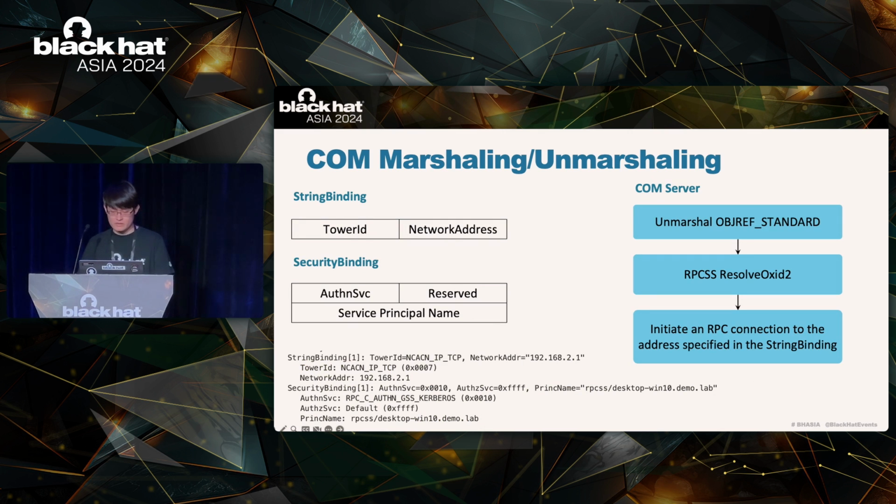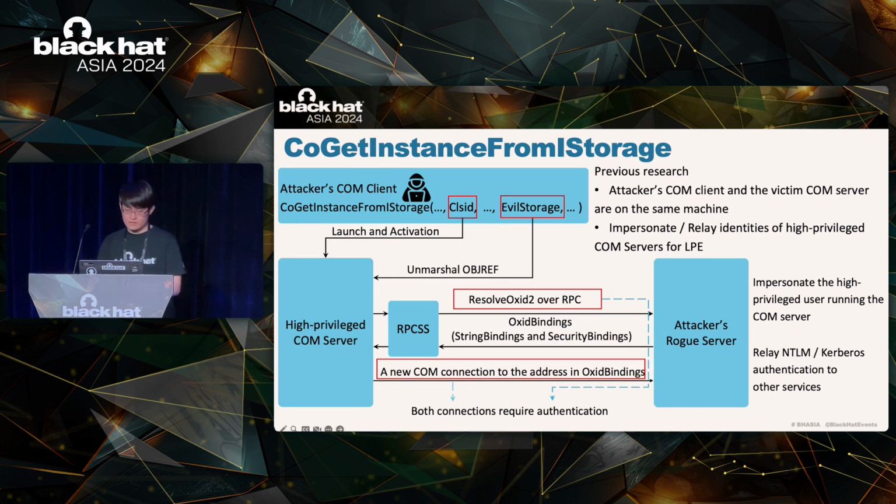The string binding contains a network address, showing where to find the object. When the COM server unmarshals the OBJREF_STANDARD, it will call ResolveOXID2 to resolve the object exporter ID, and the RPC will initiate an RPC connection to the address specified in the string binding. The ResolveOXID2 can connect to a local or a remote server. This depends on the string binding. The return value of ResolveOXID2 is OXID bindings.